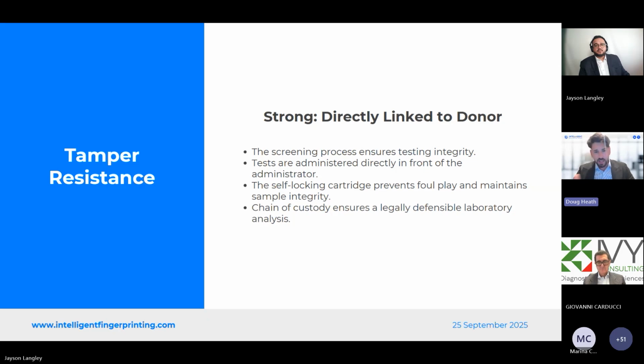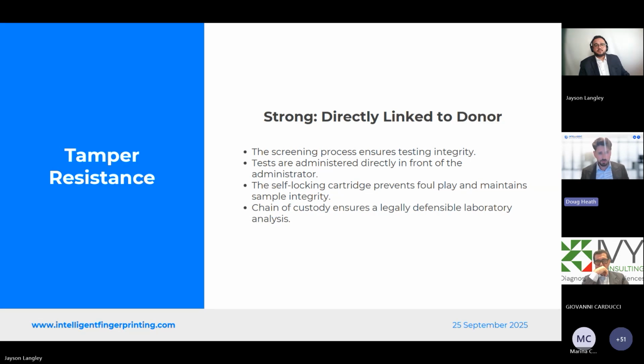We also have a tamper sort of self-locking cartridge to ensure that once that sample has been provided, and that's both lab confirmation and initial screening, that it then can't be messed with even after that point. So it remains strong through the collection experience and post-collection as well.